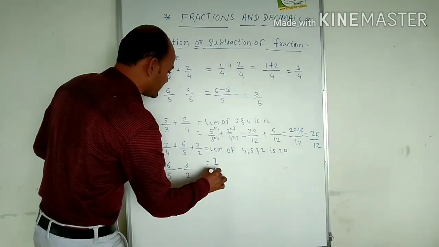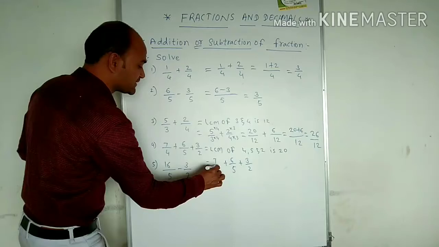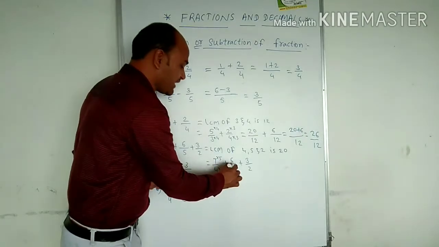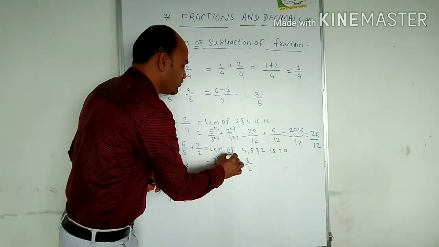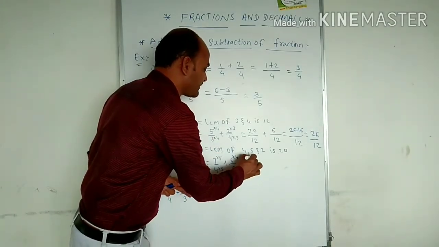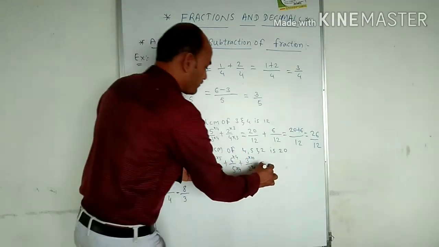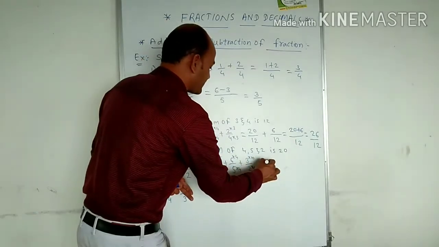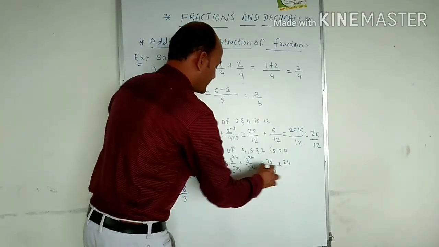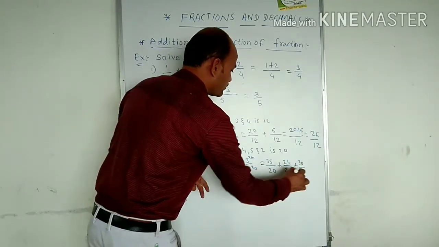So 7 upon 4 plus 6 upon 5 plus 3 upon 2. 4 fives are 20, so the numerator is also multiplied by 5. 5 fours are 20, so the numerator is multiplied by 4. 2 tens are 20, so the numerator is multiplied by 10. Now we find the equivalent fractions: 7 fives are 35, 6 fours are 24, and 3 tens are 30, all divided by 20.